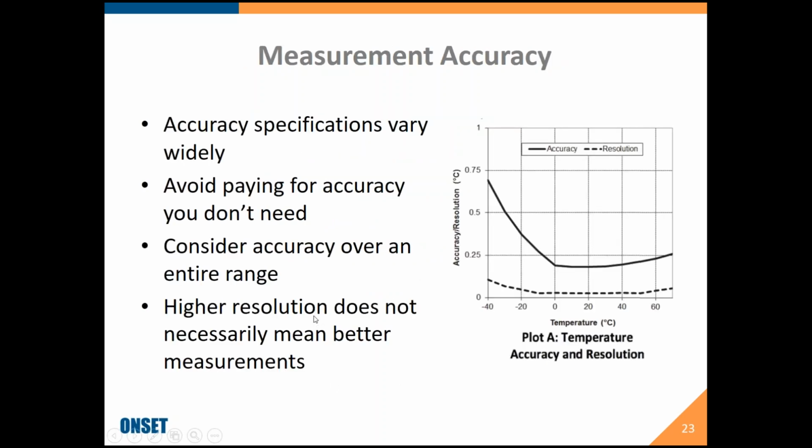First one was measurement accuracy. A lot of times you buy a logger and the accuracy is much higher than you need. So you want to be careful about that. You want to make sure that the accuracy is over the entire range that you're looking at, and also higher resolution doesn't necessarily mean it's a better measurement. And a lot of times you don't want to pay for that extra resolution.